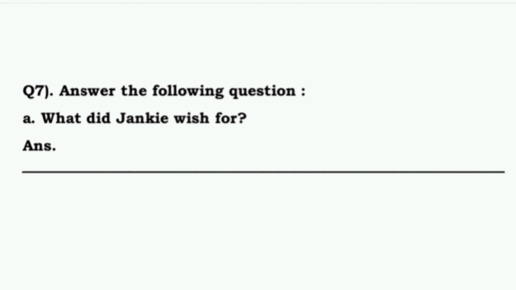Now kids, the next exercise is very simple. That is, answer the following questions. A question will be given to you and you will just write the answers in your copy. So the question is, what did Janki wish for? And the answer which you will write in your copy is, Janki wished that she could also climb the tree and jump from one branch to the other.